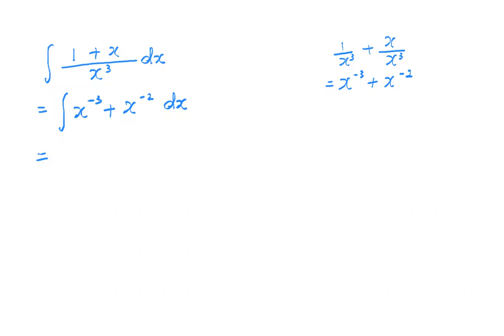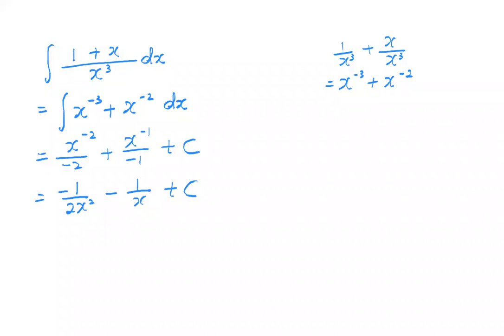Okay, follow the rule. Power plus 1 divide by the new power for every term. Power plus 1, -3 plus 1. If not, you just take out your calculator. -3 plus 1. Okay, they give you -2. So you don't have to waste time thinking. Plus power plus 1 divide by the power plus c. Always remember. And this will be -1/2x squared minus 1/x plus c. Okay? So in whatever situation.